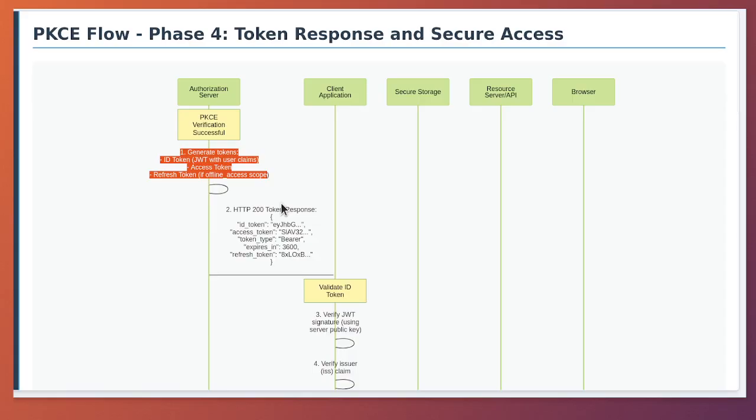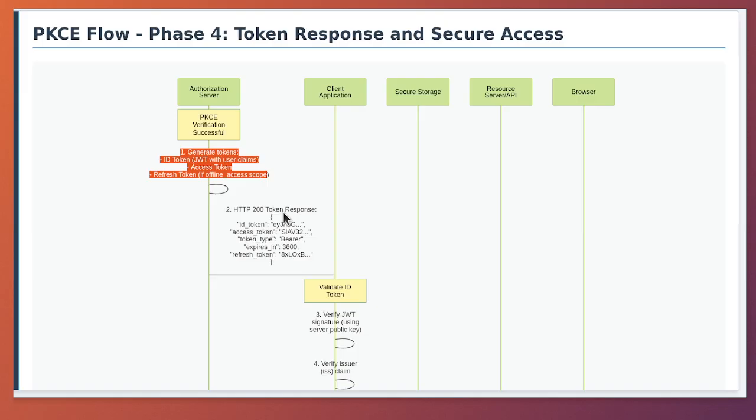If they detect an attempt to reuse a code, they not only reject the request but also revoke any tokens that were previously issued using that code. This helps detect and mitigate attacks where an authorization code might have been intercepted.